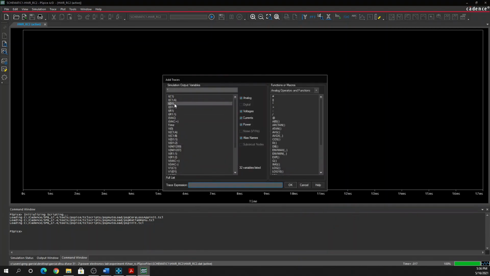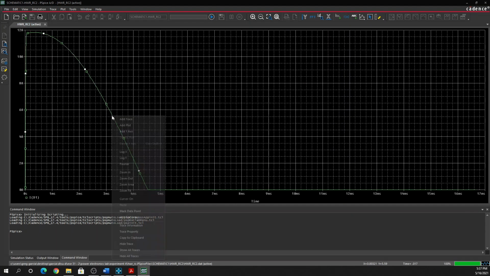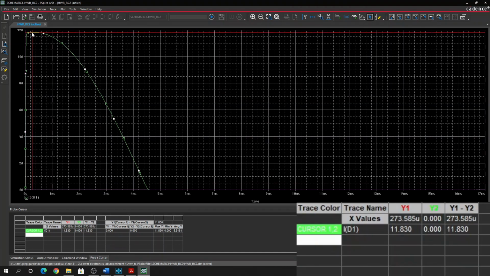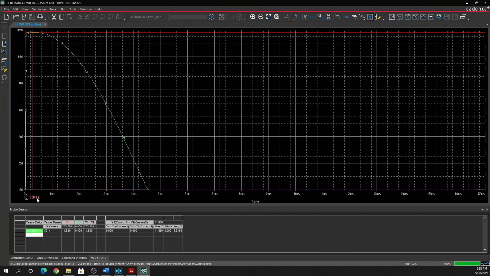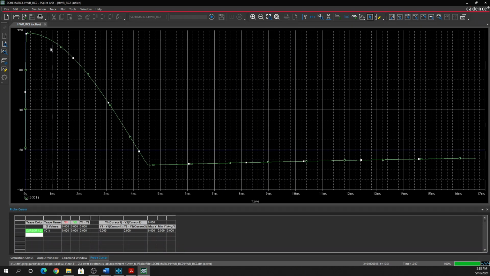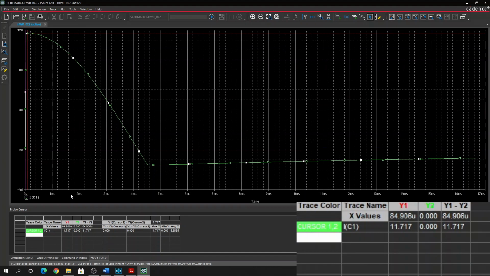Now let's measure the peak diode current. Add trace, select ID1, and select the peak diode current by cursor. The peak diode current in the first period is 11.830 amperes. Now let's measure the peak capacitor current. Add trace, IC1, cursor. Using the cursor, the peak capacitor current in the first period is 11.717 amperes.